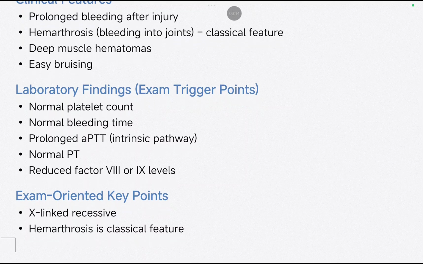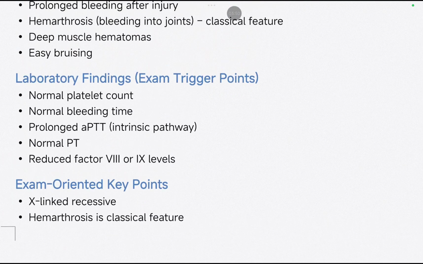What are the laboratory findings? Here, the laboratory findings are very important because all the factors will remain same. Platelet count will be same, bleeding time will be same, normal PT, prothrombin time will be same. However, aPTT, which is activated partial thromboplastin time, would increase because that is due to the intrinsic pathway. And also, you will find reduced factor 8 or 9 levels if you do blood investigation on that. So, this is a viva question that only prolonged aPTT will increase.